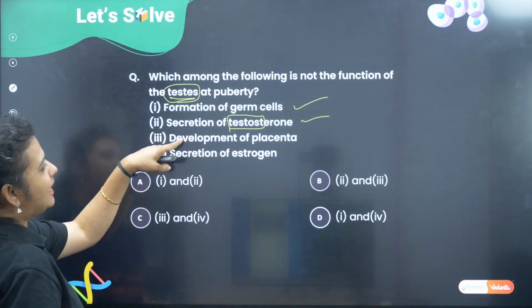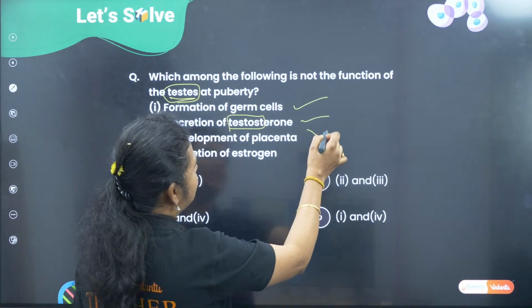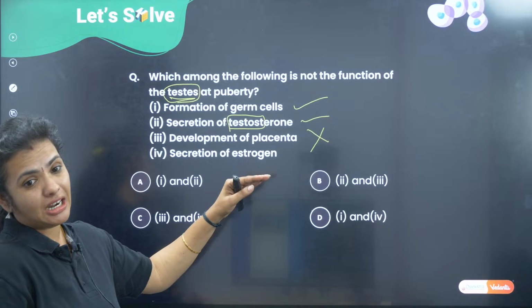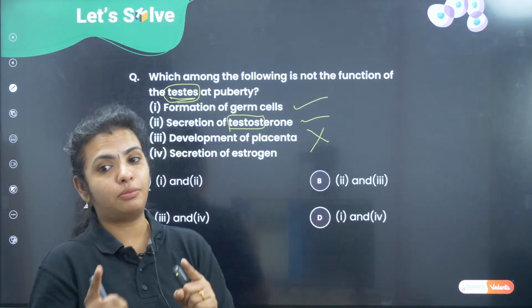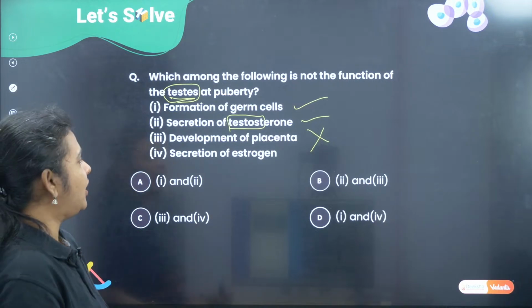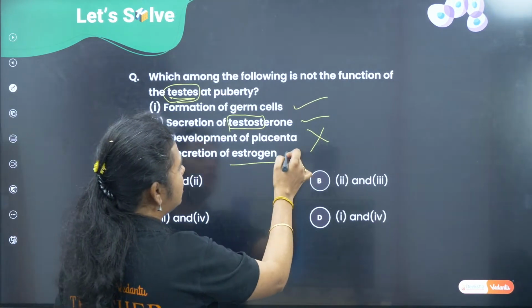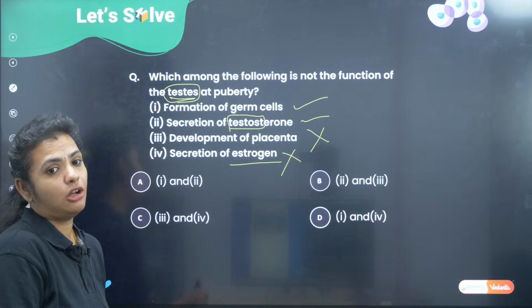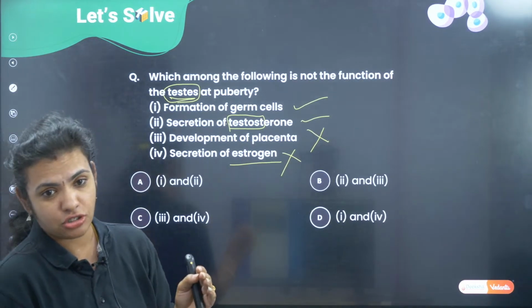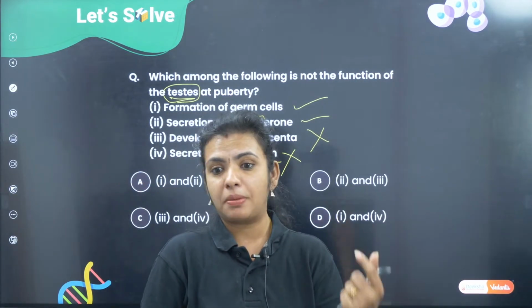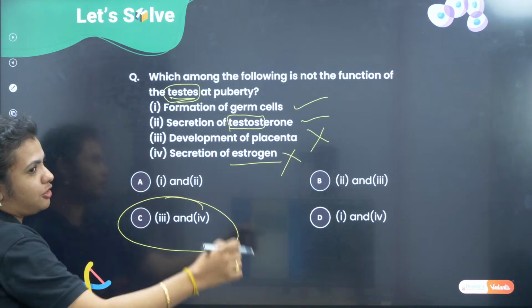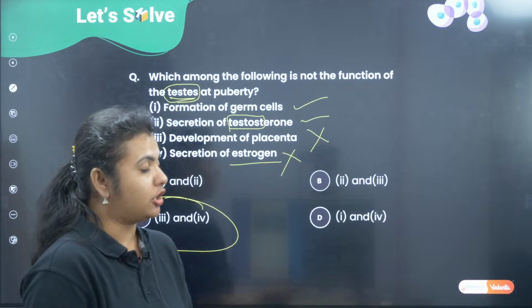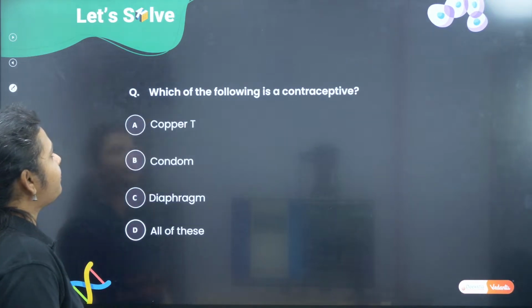Development of placenta has nothing to do with testis, because it is a part of developmental biology where the placenta is a connection between the mother and the fetus. Secretion of estrogen: estrogen is a female hormone, so there is no role of estrogen in the males. So, definitely the answer is option C. Most of my children have got it right. Very good. Next question.